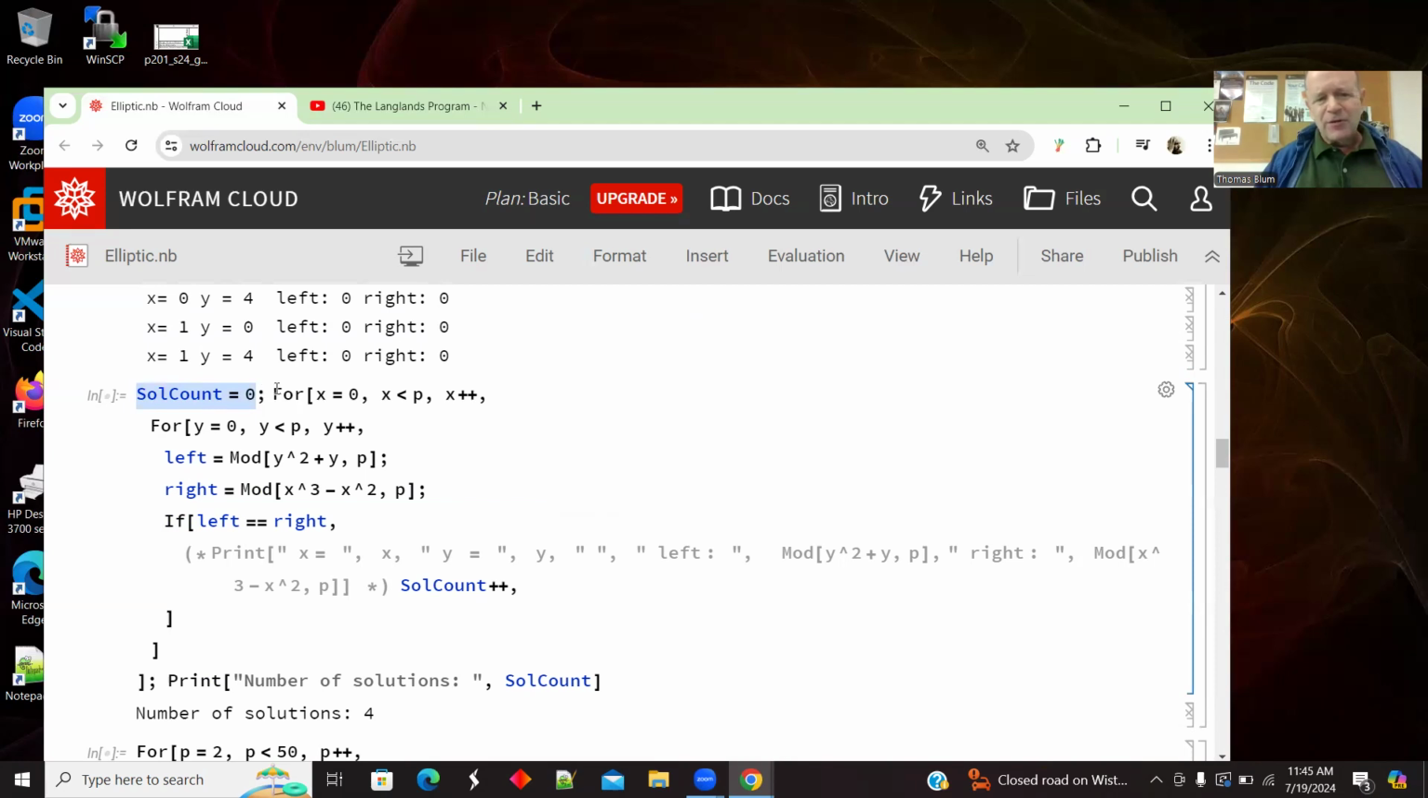Initialized it to 0. There's my outer loop, there's my inner loop, and this is my execution stuff. Within the inner loop, determine the left side, the right side, ask if they're equal, and increment my solCount. Then when I'm all done, just print out the number of solutions, which we saw above. There were 4.